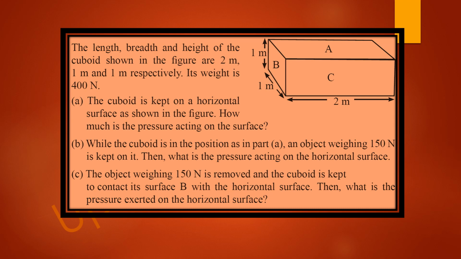Part A, the cuboid is kept on a horizontal surface as shown in the figure. How much is the pressure acting on the surface? Part B, while the cuboid is in the position as in part A, an object weighing 150 newtons is kept on it. Then what is the pressure acting on the horizontal surface? Part C, the object weighing 150 newtons is removed and the cuboid is kept to contact its surface B with the horizontal surface. Then what is the pressure exerted on the horizontal surface?